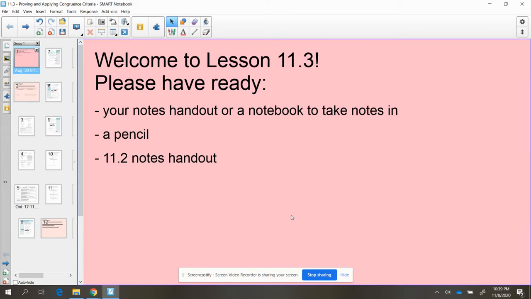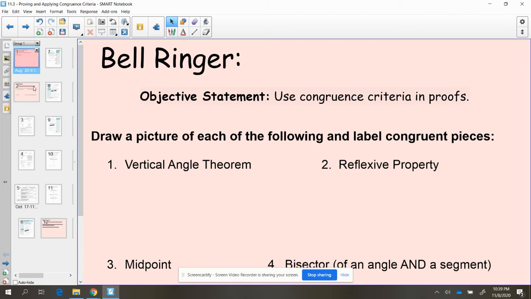Today you're going to want to have handy the notes handout, if you have the ability to print it out, that I attached to this Edpuzzle link, or you're going to want a notebook to take notes in because we are not using the Springboard book. You're also going to need a pencil, and you might also want the 11.2 notes handout from yesterday to reference. So I'd like to begin today with a little bell ringer.